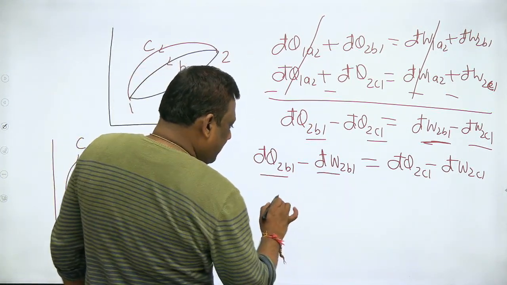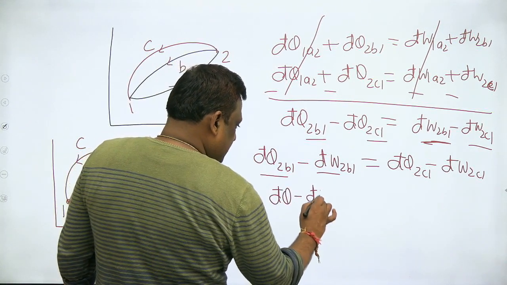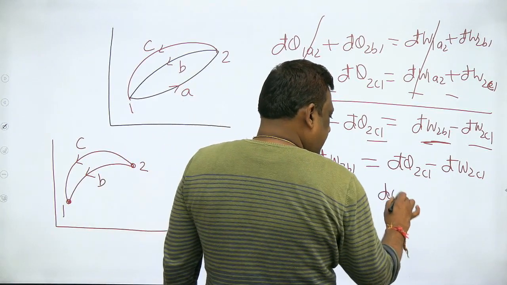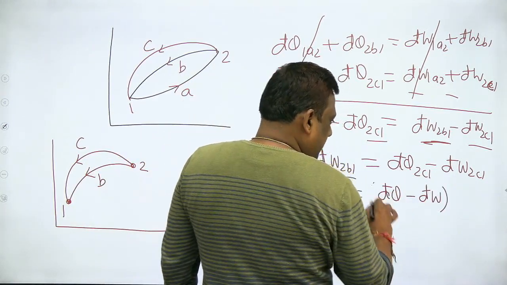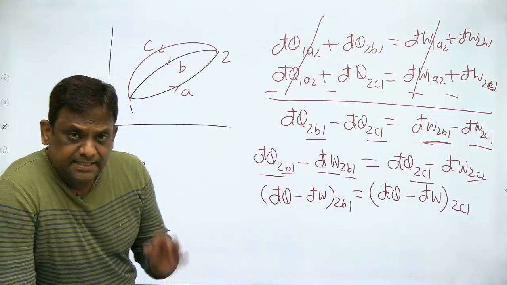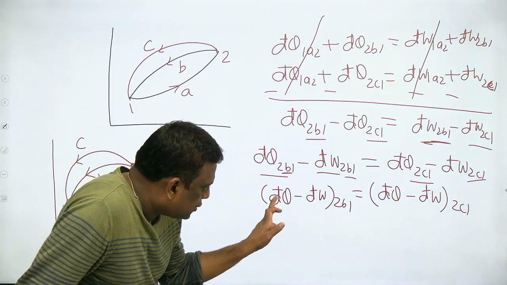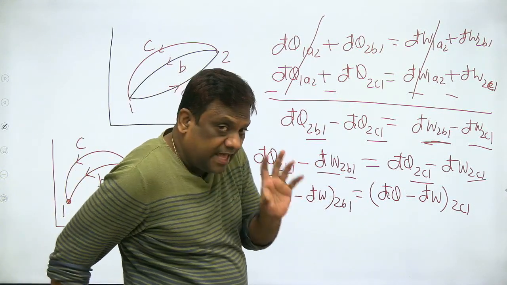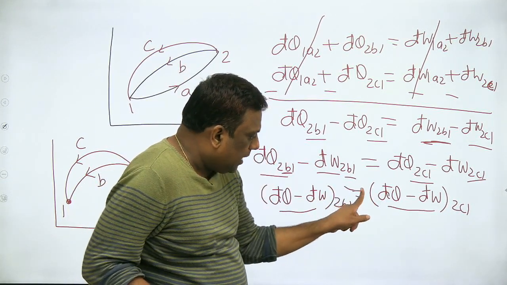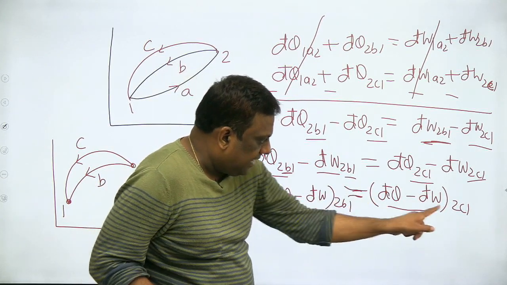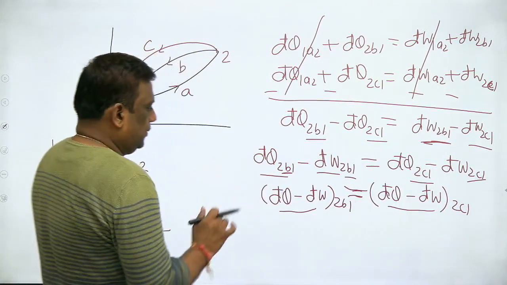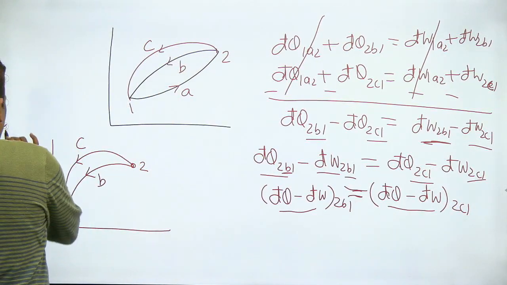So I will write this as d dash q minus d dash w for 2b1 is equal to d dash q minus d dash w for 2c1. What is the meaning of this? The meaning of this is that d dash q minus d dash w is the same for 2b1 and 2c1. Now look carefully, for b and c what is same?